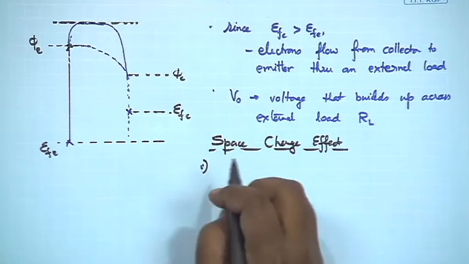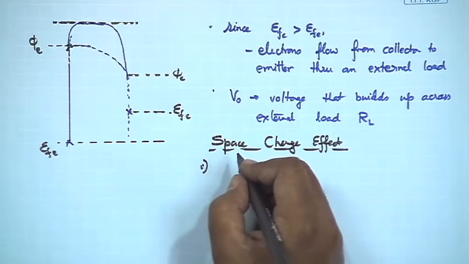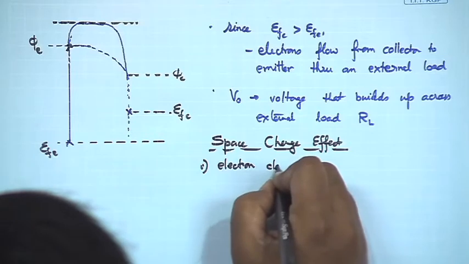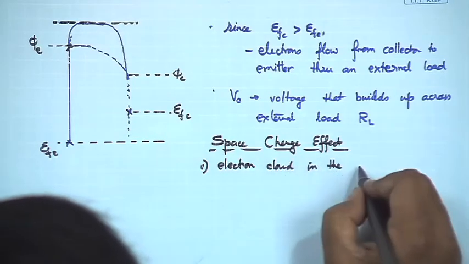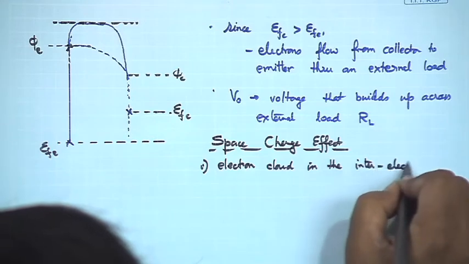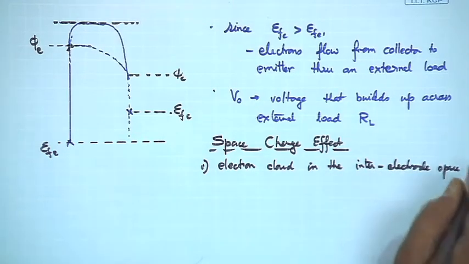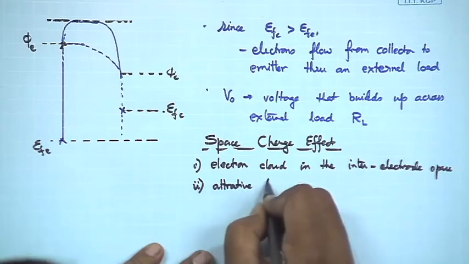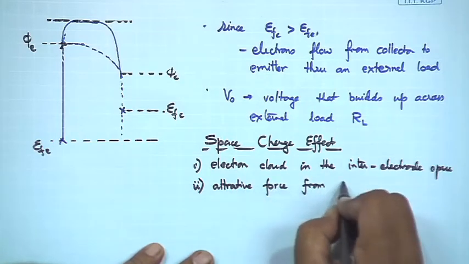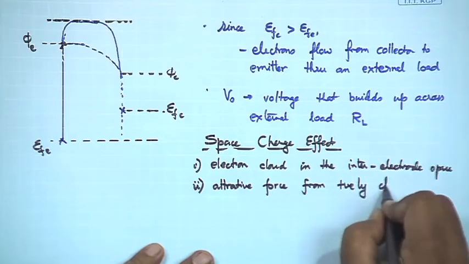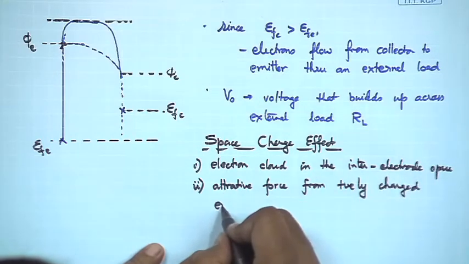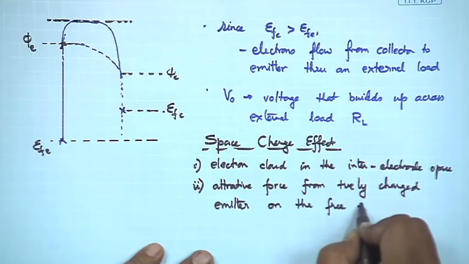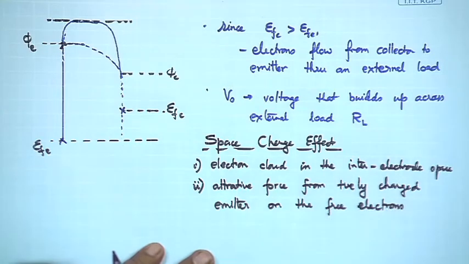What is it? Number 1, the electron cloud in the interelectrode space, and number 2, attractive force from positively charged emitter on the free electrons.